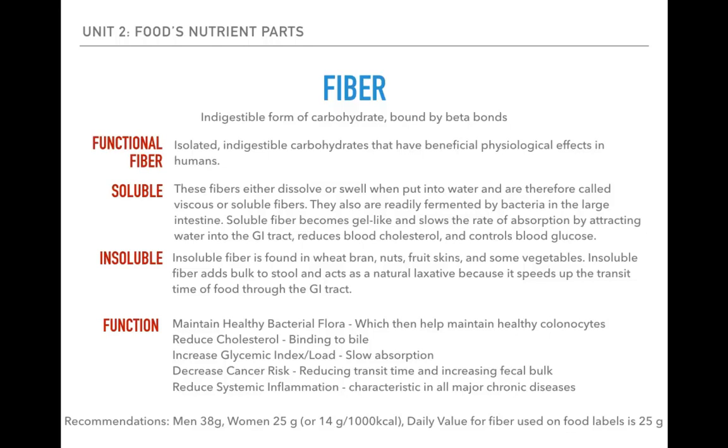In addition, fiber can reduce your cholesterol levels, and that's because one of the functions of cholesterol is to form bile. Now, bile is created in the liver, stored in the gallbladder, and it's released in response to consumption of fat. And once it enters into the small intestine, it will emulsify the fat, similar to shaking up your oil and vinegar salad dressing.